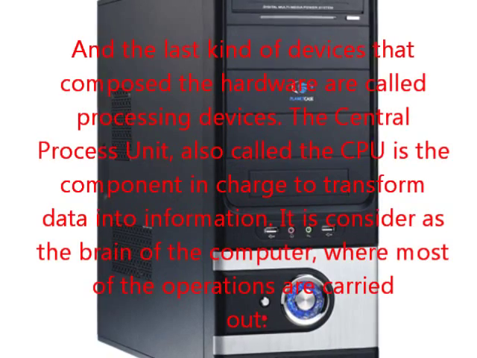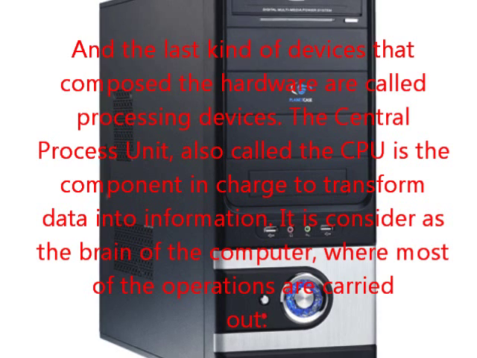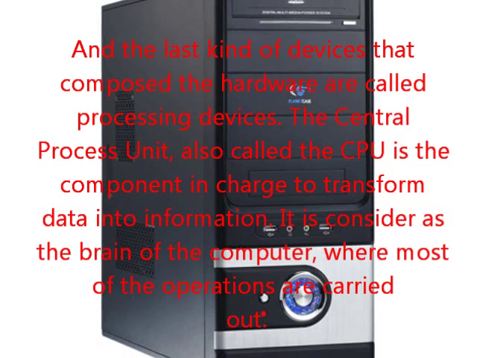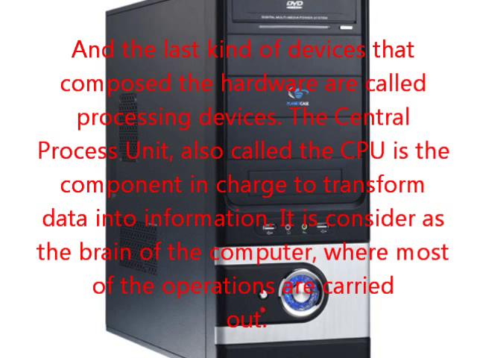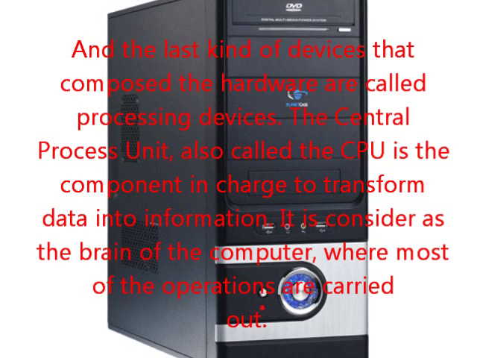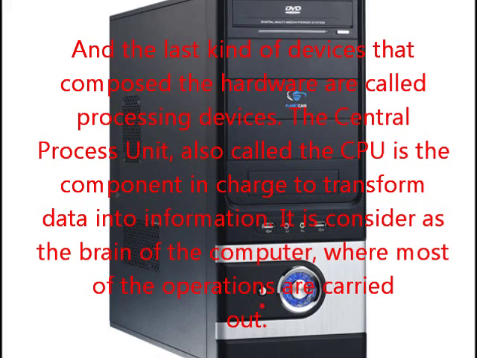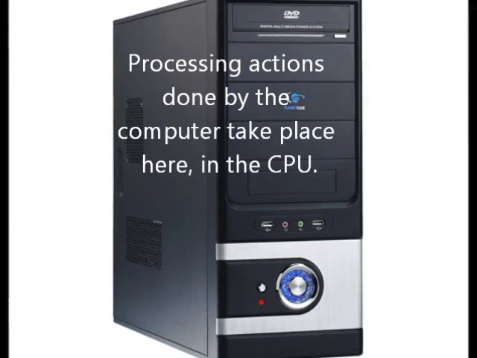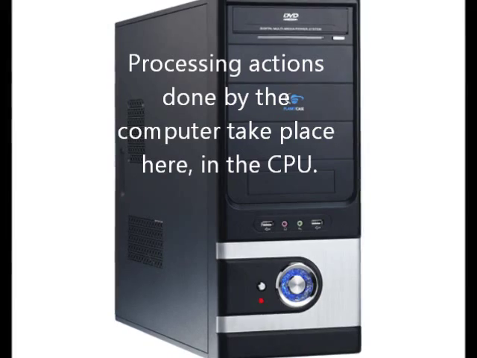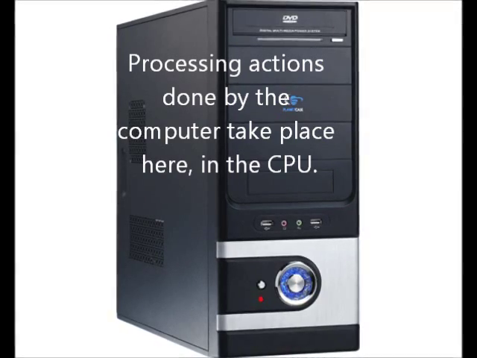And the last kind of devices that compose hardware are called processing devices. The central processing unit, also called CPU, is a component in charge of transforming data into information. It is considered as the brain of the computer where most of the operations are carried out. Processing actions done by the computer take place here, in the CPU.